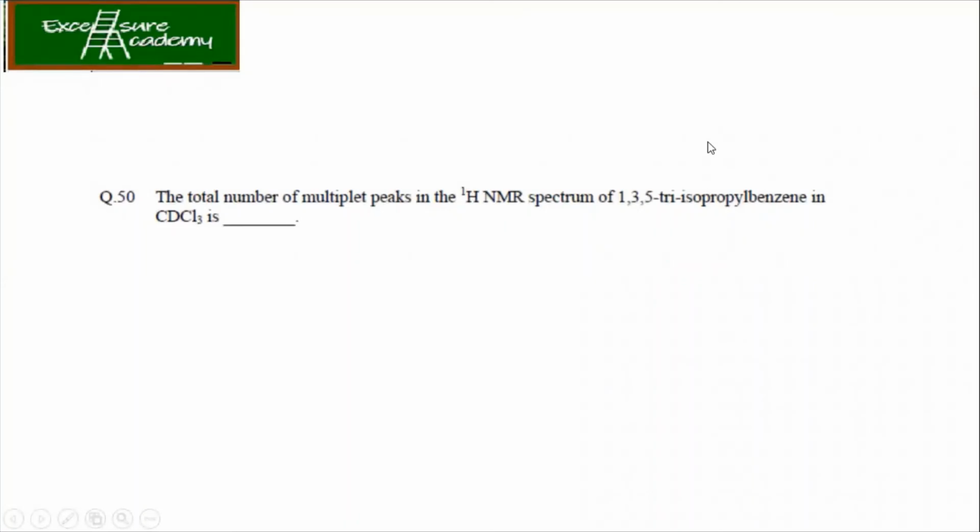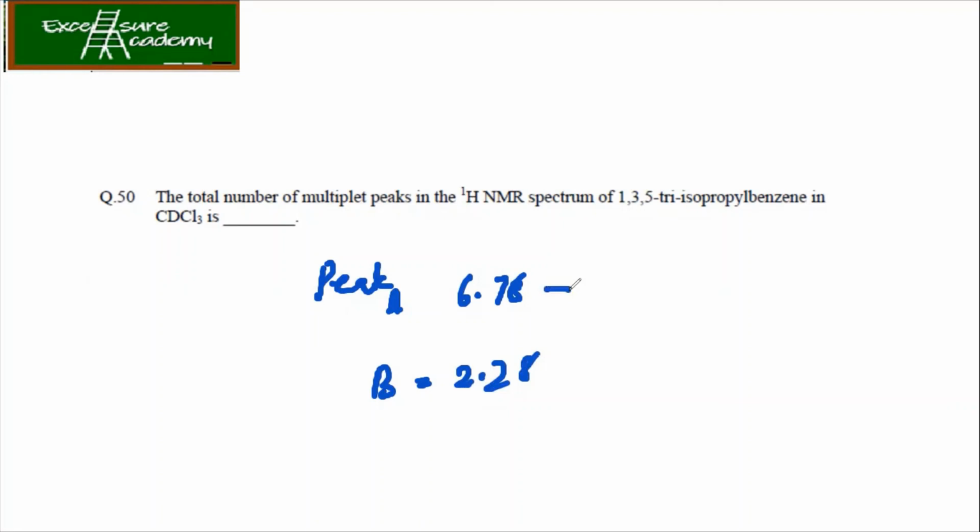The total number of multiplet peaks in the H1 NMR spectrum of 1,3,5-triisopropyl benzene in CDCl3 is dash. This is something you need to remember because it's very common actually. So 2 peaks are going to be there. Your first peak is going to be at 6.78 and the second peak is going to be at 2.28. Of course, 6.78 is because of the aromatic hydrogens present in the structure, and the second peak is because of the propyl hydrogens. The correct answer is 2.